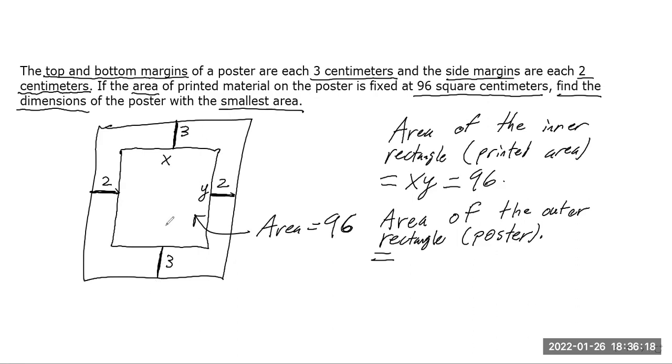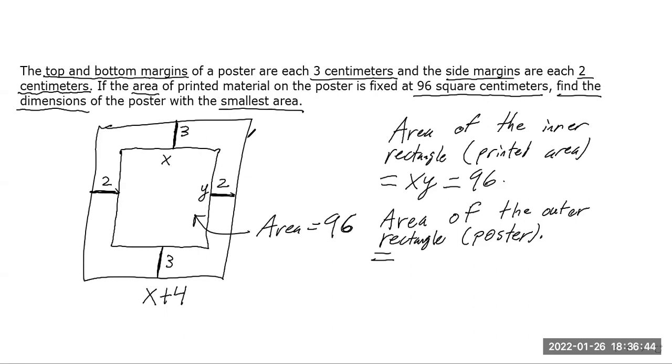Okay, so I know that for this horizontal line here, I have the X, right? That printed material. But then I go out, include this margin. Well, I'm adding on 2 here, but I'm also adding it on over here. So the net total of this side length is X plus 4.